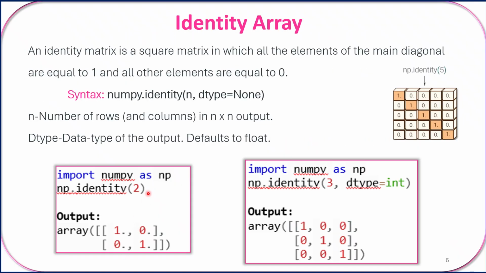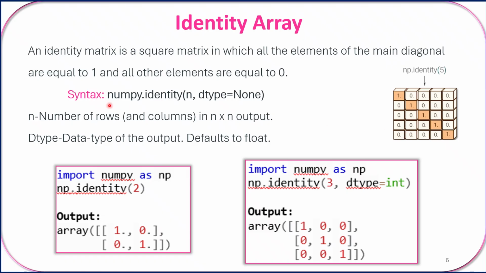Next comes the identity matrix. So identity is very simple. You'll have the diagonal elements be 1 and the remaining elements filled with zeros. This is how we create a square matrix in which all elements other than the main diagonal elements will be 0. Main diagonal elements will be 1 and all the other elements will be 0.